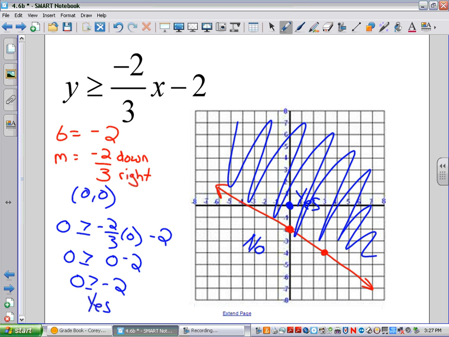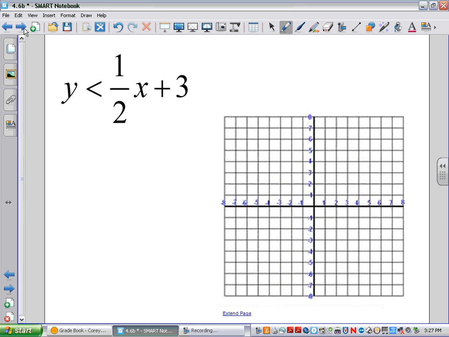Okay, I would recommend hitting the pause button and trying the next one. With this one, my y-intercept is the 3. My slope is the 1/2, so I need to go up 1 and right 2. I said that wrong. So let's go graph it. Y-intercept is 3. Right there. Up 1 over 2.